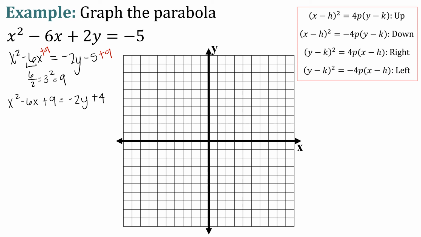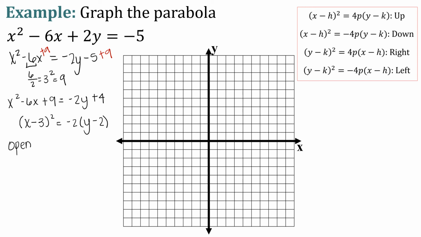Now I need to factor x squared minus 6x plus 9. The two numbers that multiply to give me 9 but add to give me a -6 are -3 and -3. So I'm going to have x minus 3 squared equals, and then my GCF in -2y plus 4 is -2, y minus 2. So here, now I can identify my vertex. I can identify which way this opens. Let's go ahead and identify which way this opens.